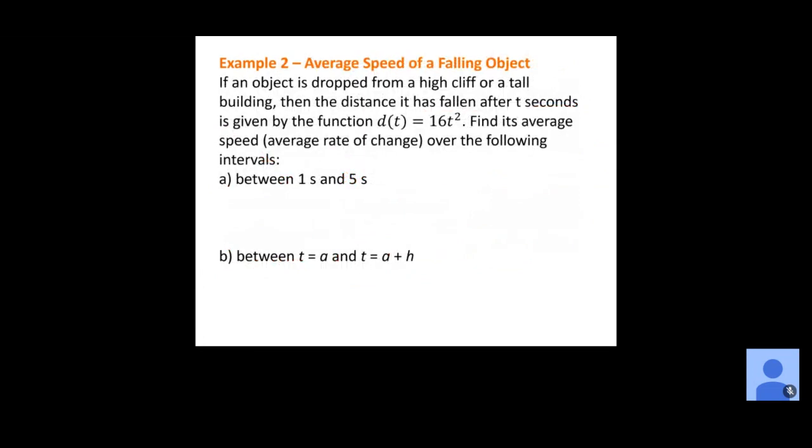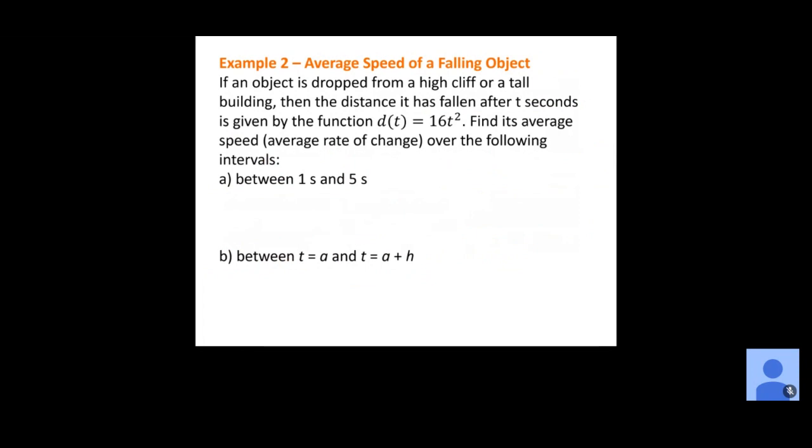All right, so now example 2, we have an object dropped from a high cliff or a tall building. The distance it has fallen after t seconds is given by the function d of t equals 16t squared. So we want to find the average speed, which would be the same thing as the average rate of change, right? Because speed would just be a distance over a time, which would be like a slope or an average rate of change for each of these intervals.